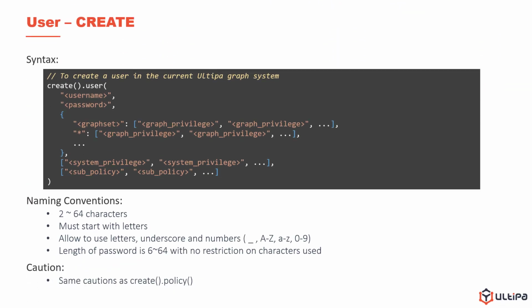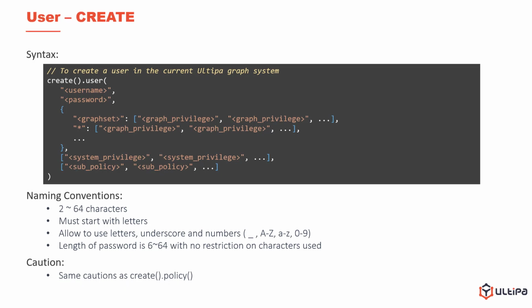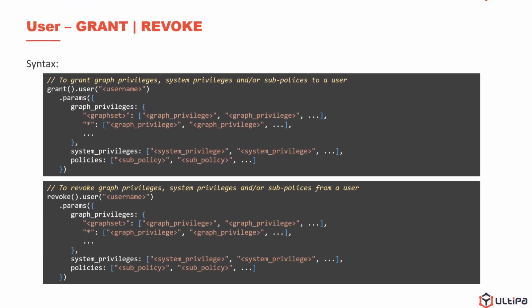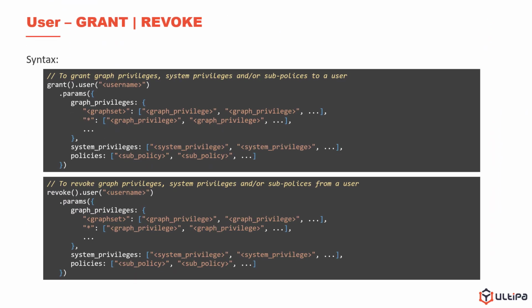When a user does not contain graph privilege, system privilege, or sub-policy, an empty brace in respect of the missing item should be composed as a placeholder. This is similar to create policy. Mind the difference between alter user and grant or revoke user. They have almost the same parameters, but grant only adds privileges, while revoke only cancels privileges.